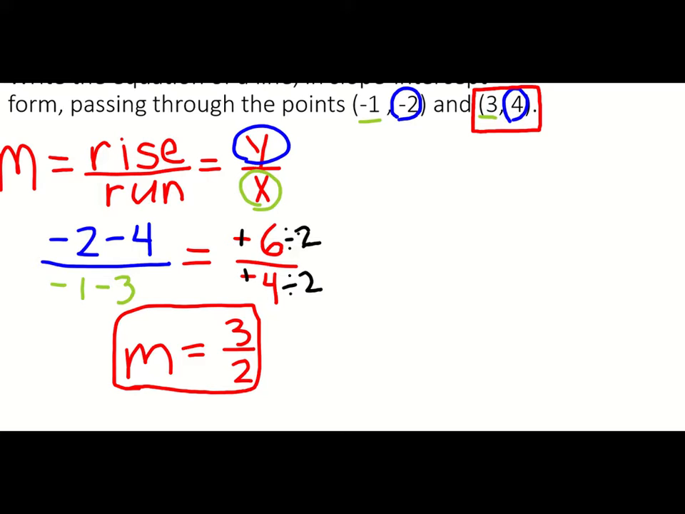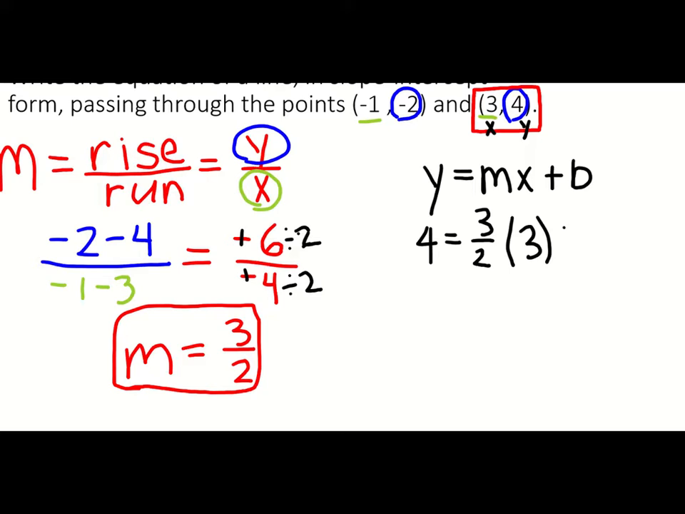So to figure out the y-intercept, we have to use our slope-intercept form equation, y equals mx plus b. And what we need to do, since we're trying to figure out b, we have to plug in numbers for y, m, and x. So y and x are going to come straight from our point. M comes from our slope. So if I plug in 4 for y, I will plug in 3/2 for m, and I will plug in 3 for x. And I'm putting parentheses because m and x are being multiplied.